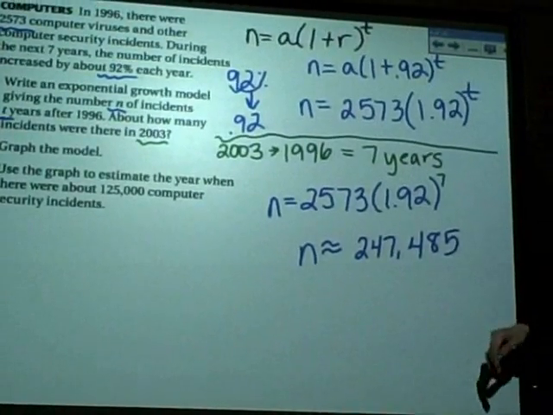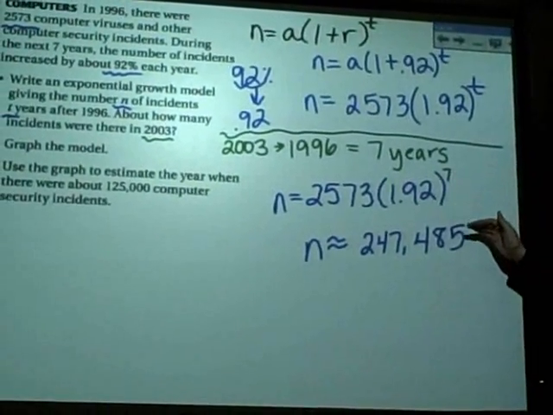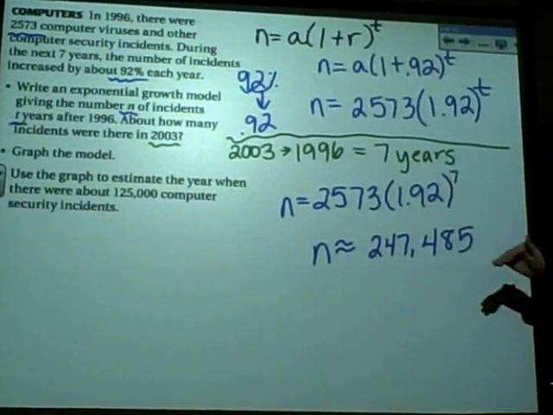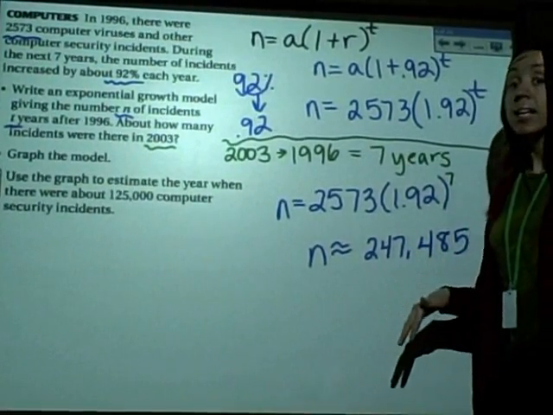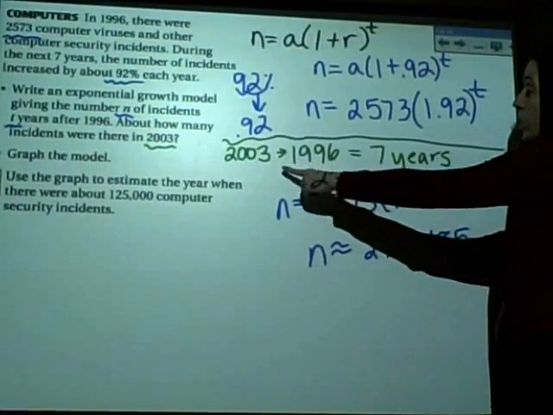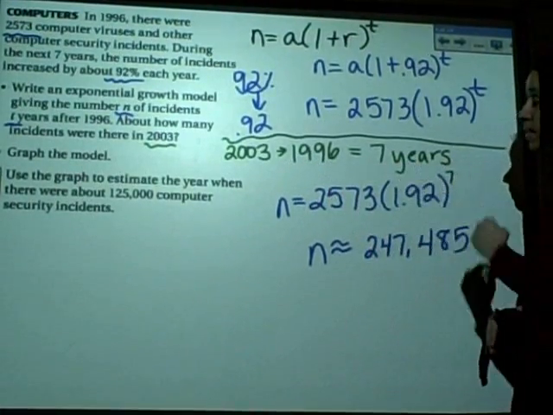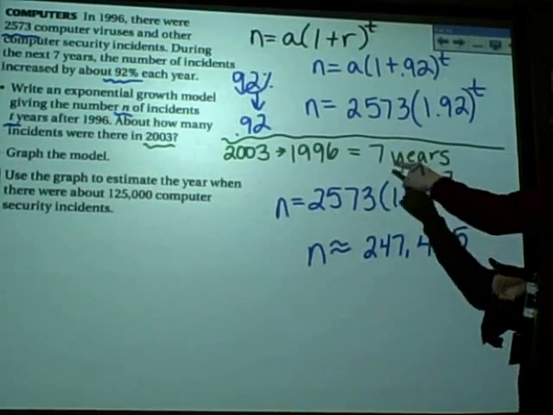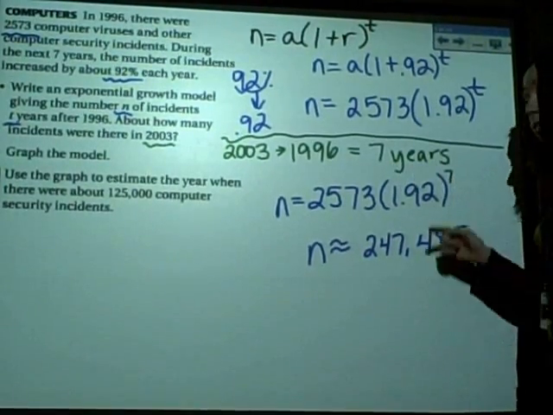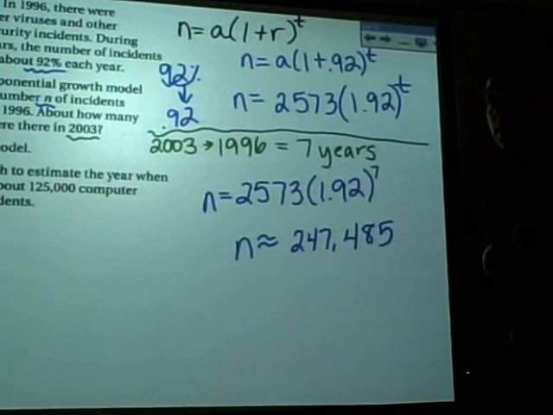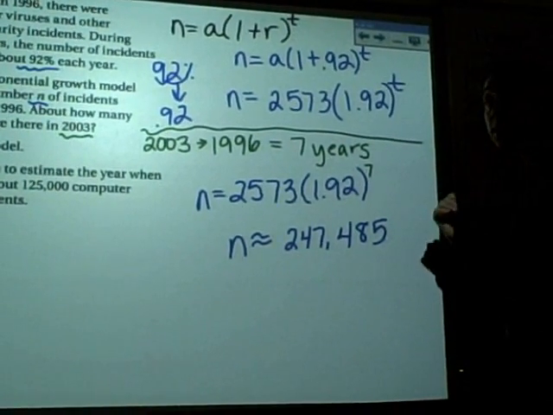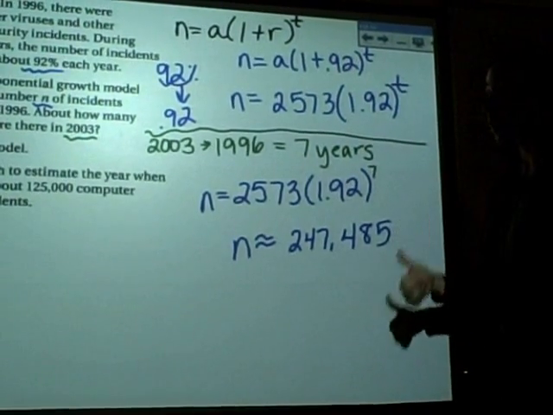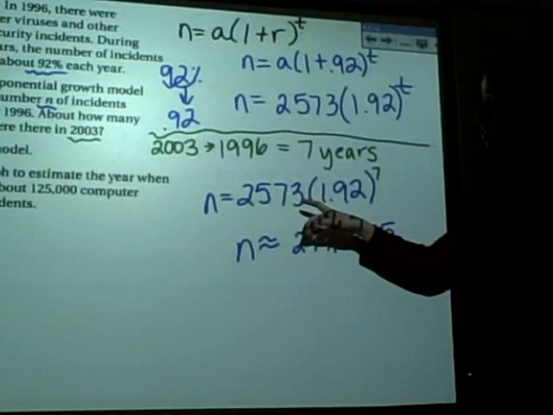Okay, so in order to figure out how many incidences there were in 2003, we had to figure out how many years after 1996 that is. 2003 to 1996, that's 7 years after 1996. So that is going to be our t, as you can see right here in the green. That t is in years, and in order to use this model, t has to be in years, so we are good. From there, it's just a matter of simplifying.